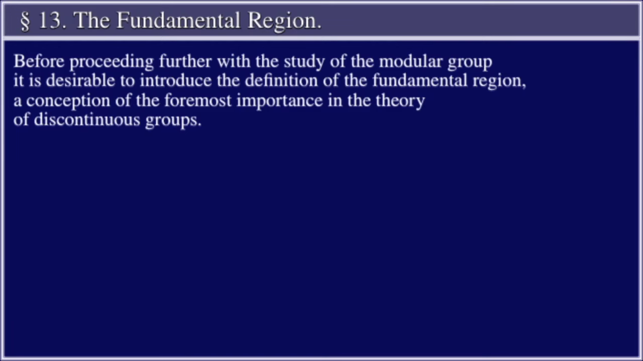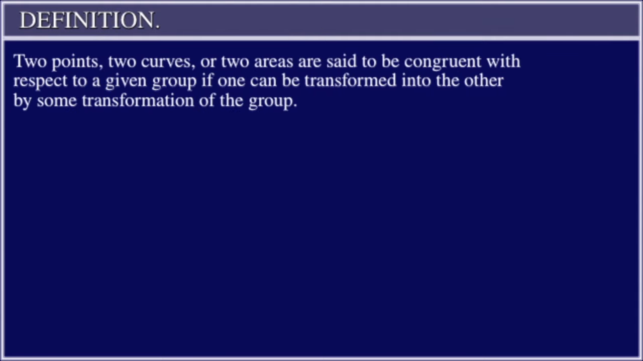Before proceeding further with the study of the modular group, it is desirable to introduce the definition of the fundamental region, a conception of the foremost importance in the theory of discontinuous groups. Definition: 2 points, 2 curves, or 2 areas are said to be congruent with respect to a given group if one can be transformed into the other by some transformation of the group.